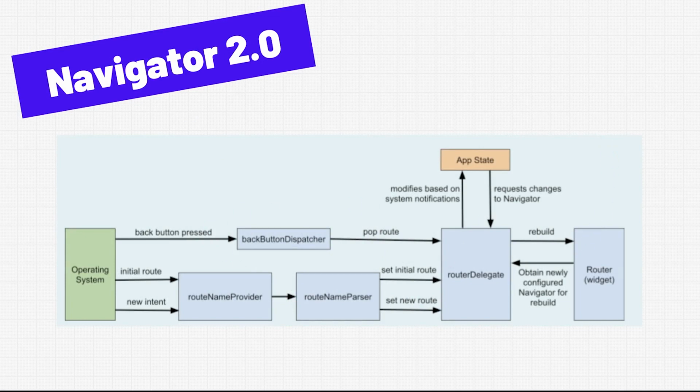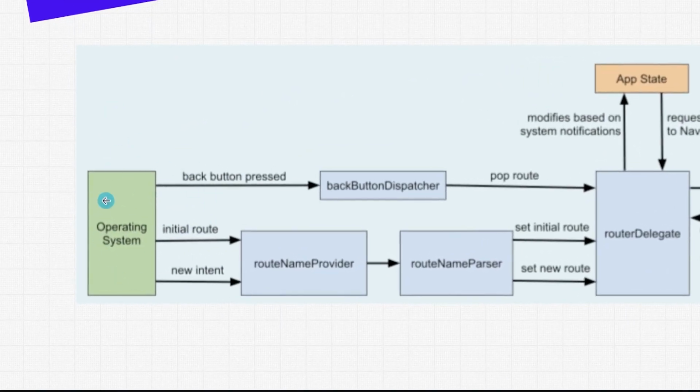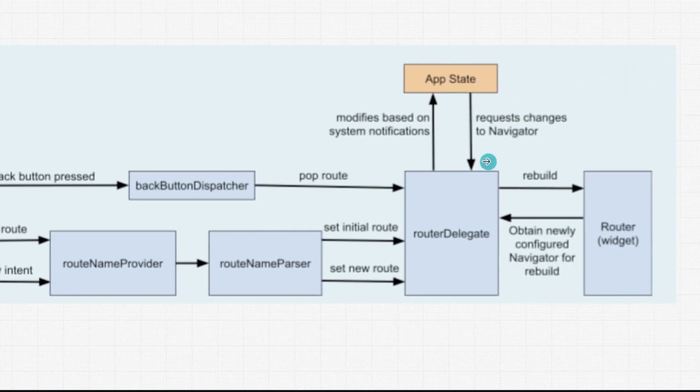And the story behind this is when it came out, people struggled to implement it or struggled to understand it quickly. Now, maybe this doesn't look too bad to you, but it is a little bit complicated. Where you have your actual operating system, when you want to do a new route, you have to go through route name provider, route name parser, and then router delegate is the one that actually controls all the route logic. You also have a back button dispatcher that goes into this as well. And this router delegate specifically controls all the actions within the routes.